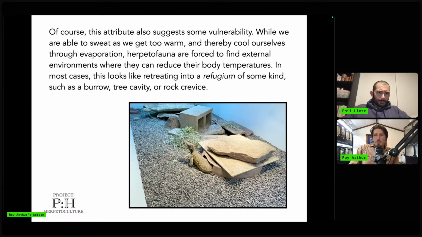So, of course, this attribute also suggests some vulnerability, because while we and many other mammals are able to sweat as we get too warm and thereby cool ourselves through evaporation, herpetofauna are forced to find external environments where they can reduce their body temperatures. In most cases, this looks like retreating into a refugium of some kind, such as a burrow, a tree cavity, or a rock crevice. And here you have a beautiful Egyptian uromastyx emerging from a refugium in the vivarium there.